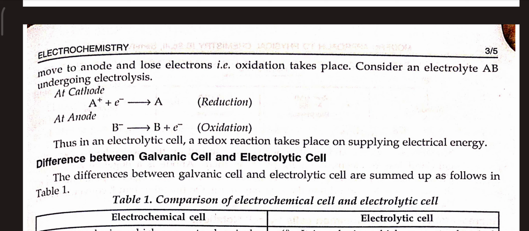Consider an electrolyte AB undergoing electrolysis. At the cathode, A+ plus e- gives A, reduction. At the anode, B- gives B plus e-, oxidation. Thus, in the electrolytic cell, a redox reaction takes place on supplying electrical energy.